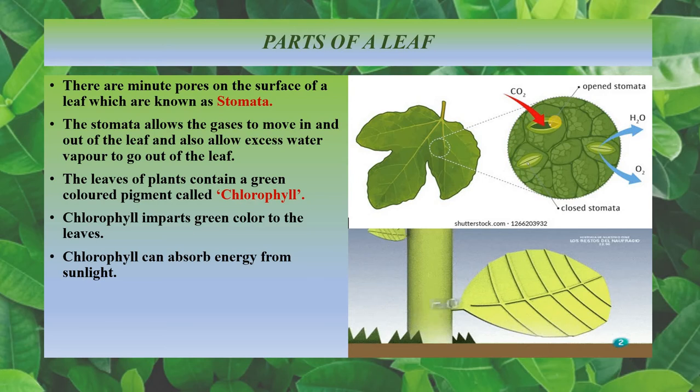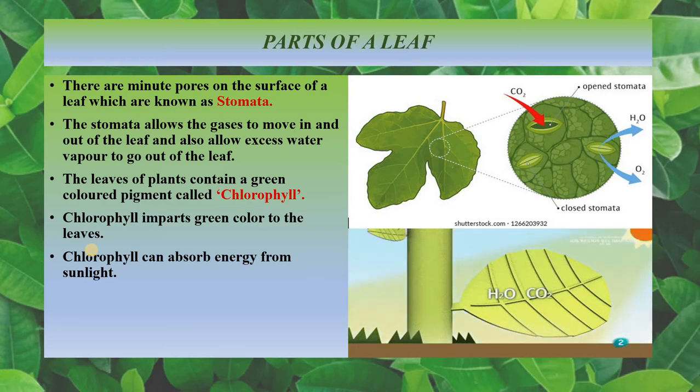Next, the leaves of a plant contain a green colored pigment called chlorophyll. Very, very important. The green pigment present in a leaf is called chlorophyll. What is the function of chlorophyll? Number one, it imparts green color to the leaves. Due to the presence of chlorophyll, the leaf of a plant appears green.